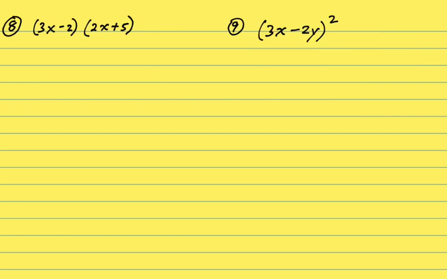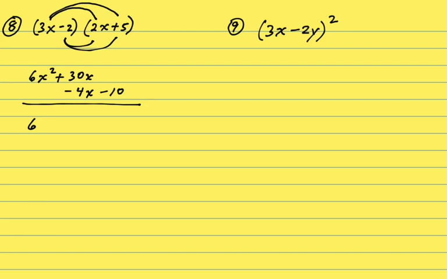Okay, after 7, we move to 8, which is multiplication. We don't call it FOILing, we call it distribution. 3x times 2x is 6x squared. 3x times 5 is 30x. Negative 2 times 2x is negative 4x. Negative 2 times 5 is negative 10. Combining the like terms, which are usually your middle two terms, I think that's a 26x minus 10.